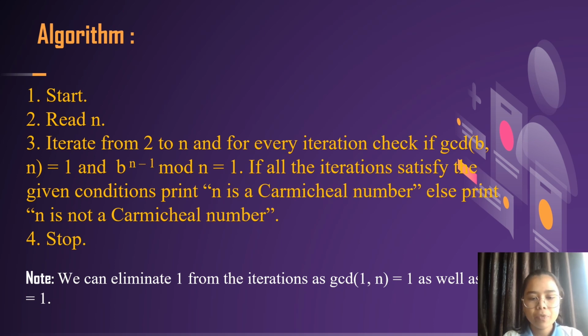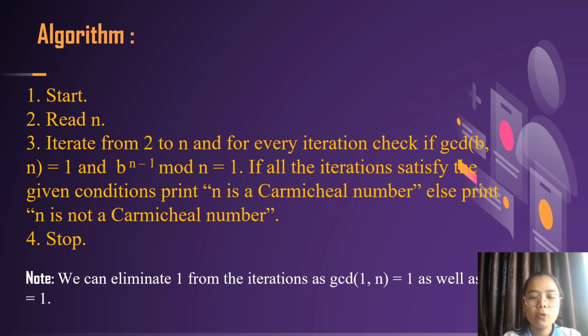According to step 3, we have to iterate through all the numbers from 2 to n, and for every relatively prime number check the mentioned conditions. If it gets violated, the given number is not a Carmichael number. According to iteration 1, b is equal to 1 and n is equal to 4. So 1 raised to 4 minus 1 is equal to 1, which is satisfied.